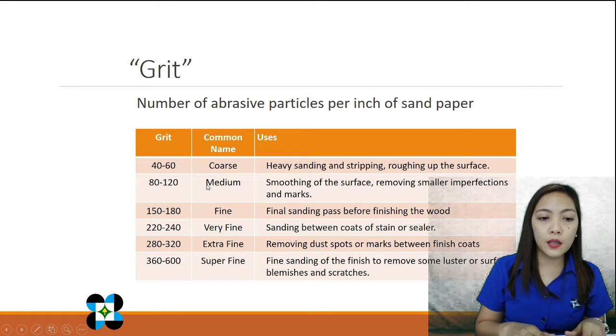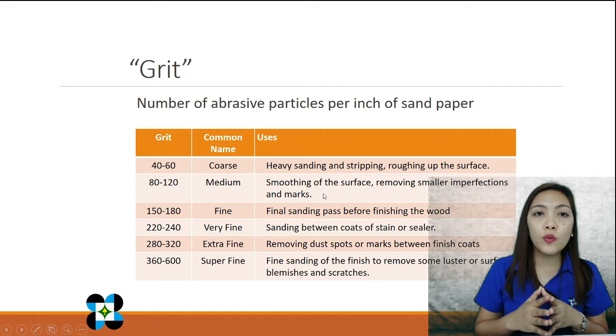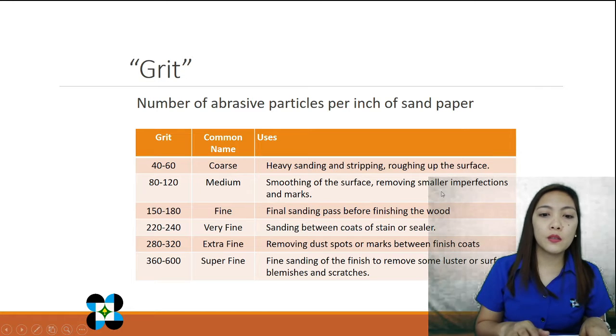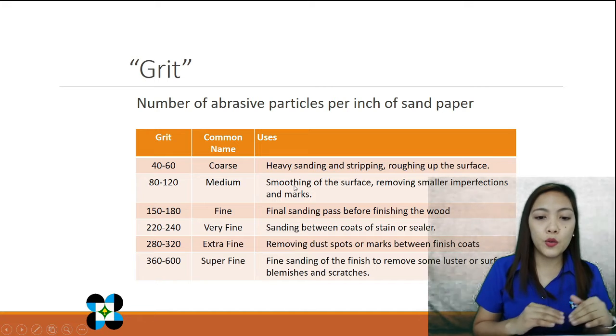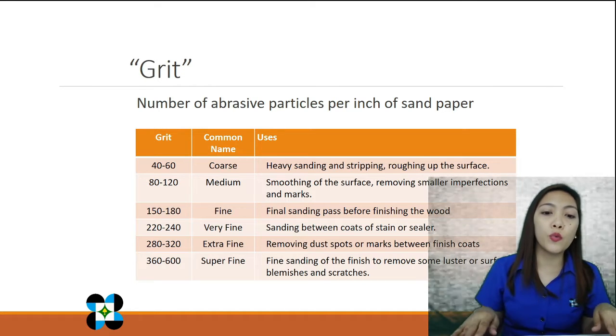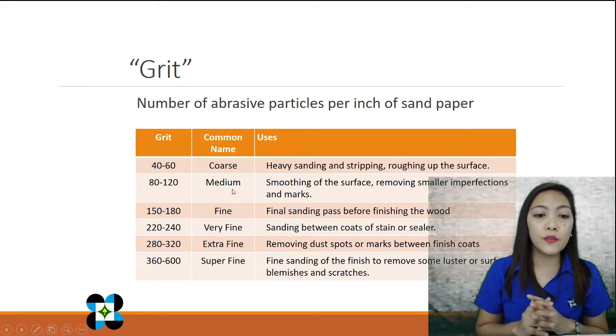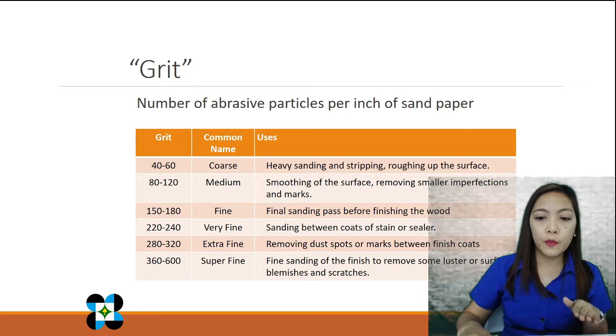So sa coarse grit, like 100 for instance, the goal is to remove the tool marks during assembly ng ating products. And then, yung mid-sanding na 180, i-smoothen niya. The goal niya is to smoothen yung surface. And finally, 320 para mas smooth pa.